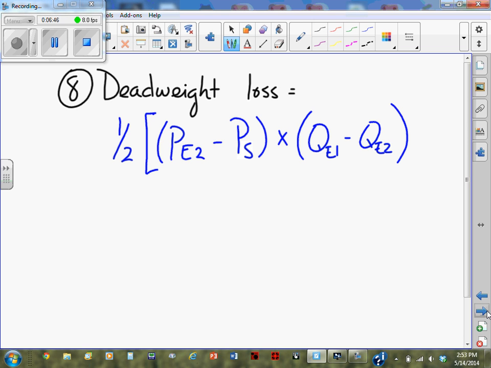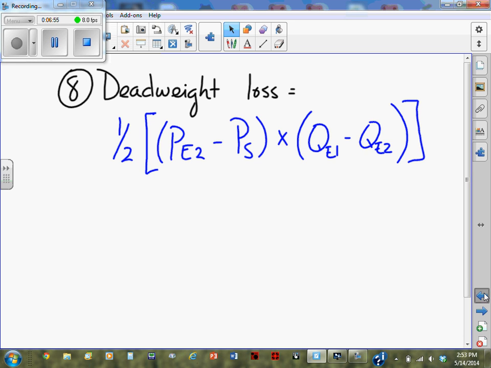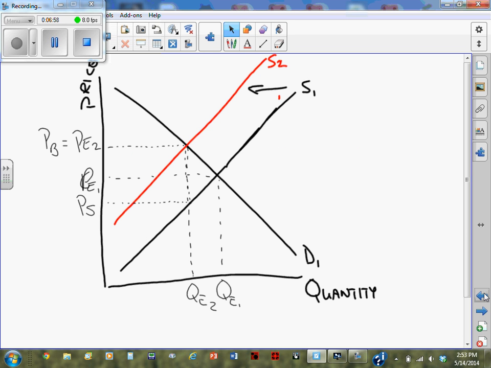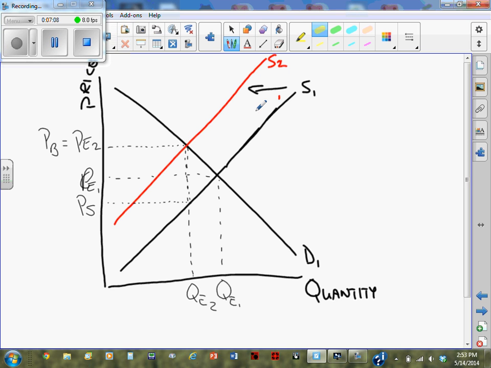And yes, I realize I'm missing a bracket. So going back to our graph, our area of deadweight loss will be the difference between the old quantity and the new quantity. And it's this area right here, that's our deadweight loss.